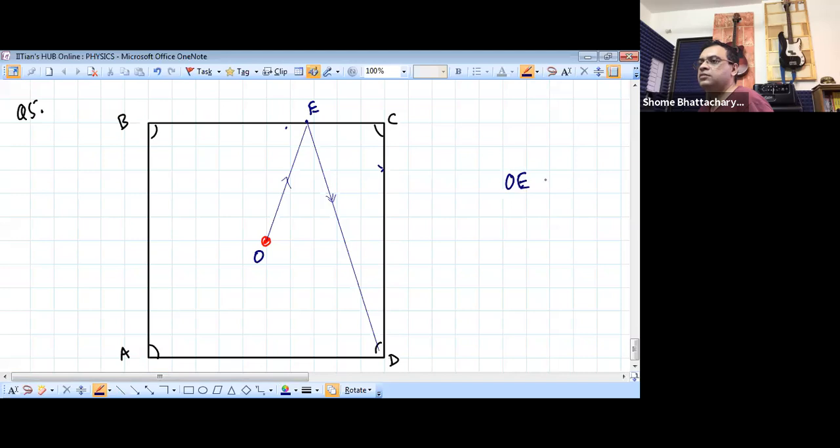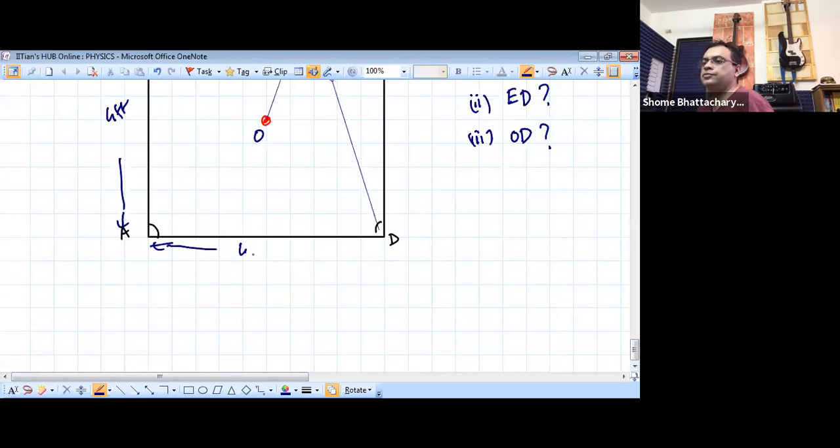So we have to find the magnitude of the displacement from the center point to E. Then we have to find the magnitude of the displacement from that point on the front to the pocket D. And we have to also find the net displacement. So this is the first part of the question, this is the second part, and the third part is the net displacement, and that is of course OD. So we have to find these three lengths, and we know that the carom board is 4 feet by 4 feet. Okay. So this is where our geometrical concepts will now come in.